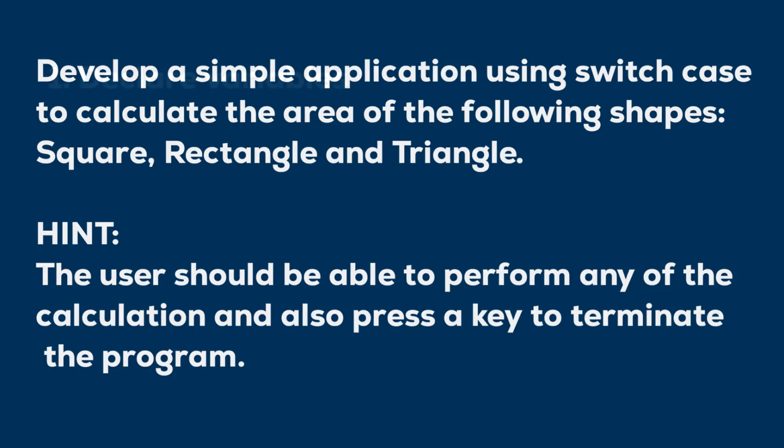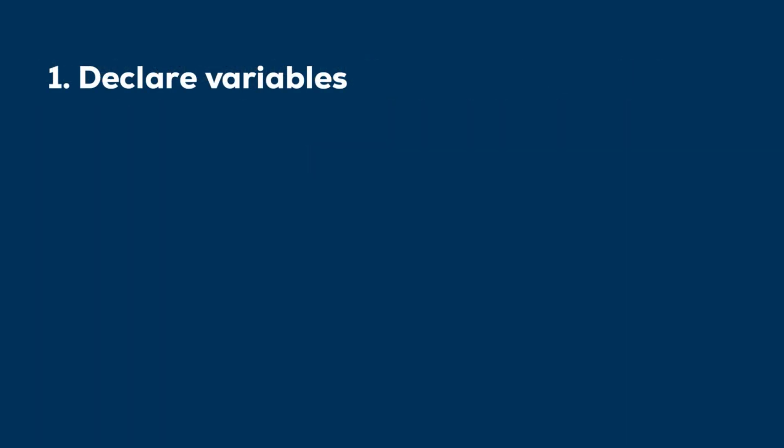Our first step is that we will create our variables. So the variables needed for the square, rectangle and triangle are going to be created. Our next step is that we will display the options. So display options for square, rectangle and triangle, and also an option for the user to be able to terminate the program. After the user has made a choice or an option, you now jump to your switch case.